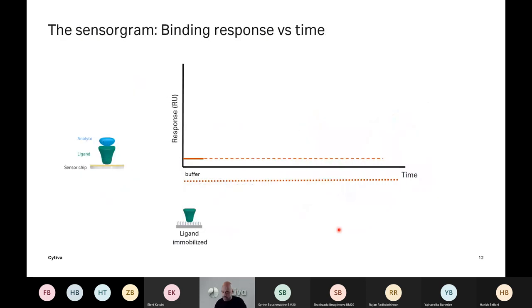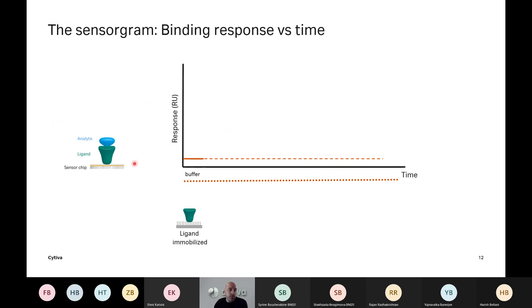Let's see how the binding is presented in the system. So, as I have commented, the plot that we get from the system is what we call the sensorgram, and the sensorgram represents the binding response versus time. Remember that we are monitoring the interaction in real time. So we are monitoring what is going on in every second, in every moment. We use in Biacore a particular terminology.